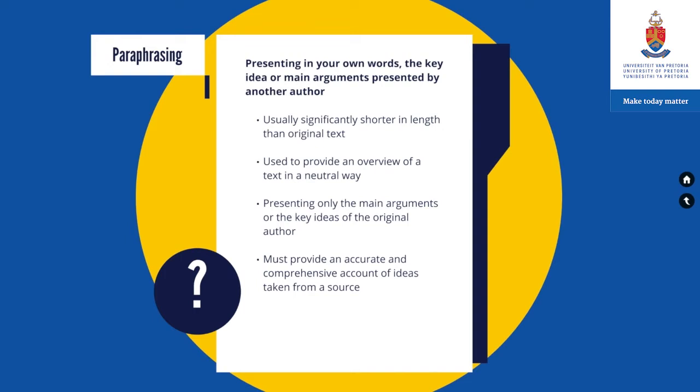Paraphrasing refers to expressing the meaning of a written or spoken text in different words, especially to achieve greater clarity. This means that you should read and understand the original source text and then rewrite what they have said using your own words. Your rewritten text should have the same meaning as the original text. Note that paraphrasing allows you to simply add or clarify the original text, but always ensure that you provide an accurate and comprehensive account of the ideas taken from a source.